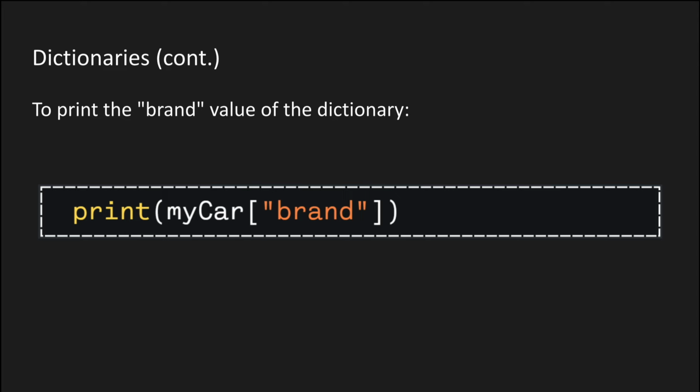We can access a value from its key by using brackets and putting the name of the key inside. So this is how we would print the brand value of the dictionary. This would give us Ford.